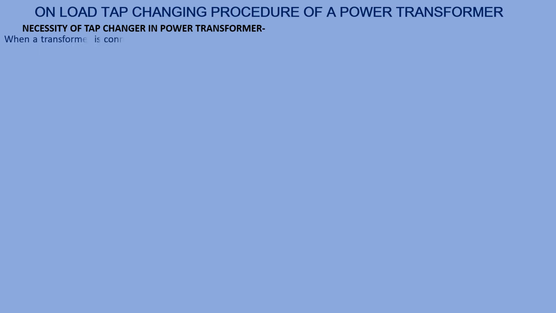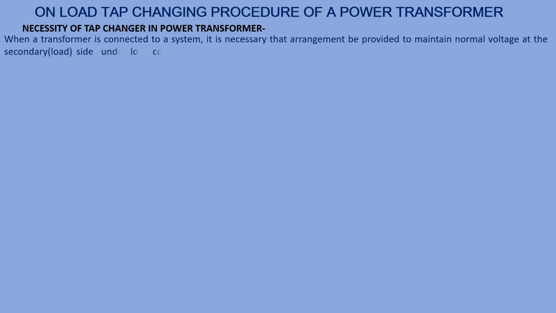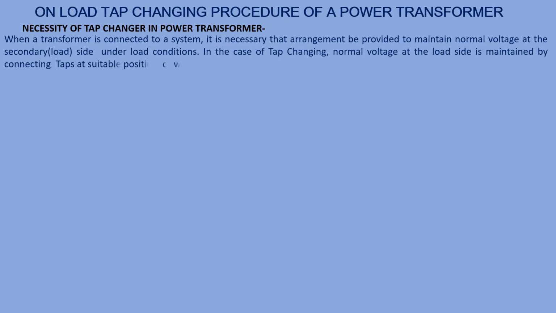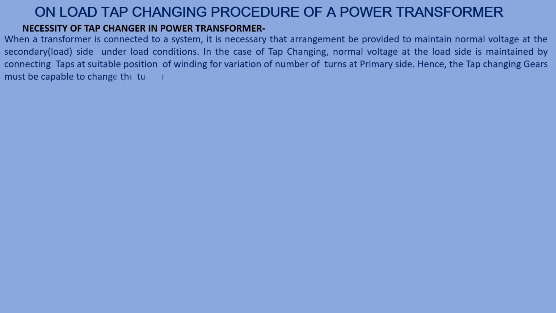When a transformer is connected to a system, it is necessary that an arrangement be provided to maintain normal voltage at the secondary load side under load conditions. In the case of tap changing, normal voltage at the load side is maintained by connecting taps at a suitable position of the windings for variation of the number of turns at the primary side. Hence, the tap changing gears must be capable of changing the turn ratio with or without interruption of power supply.